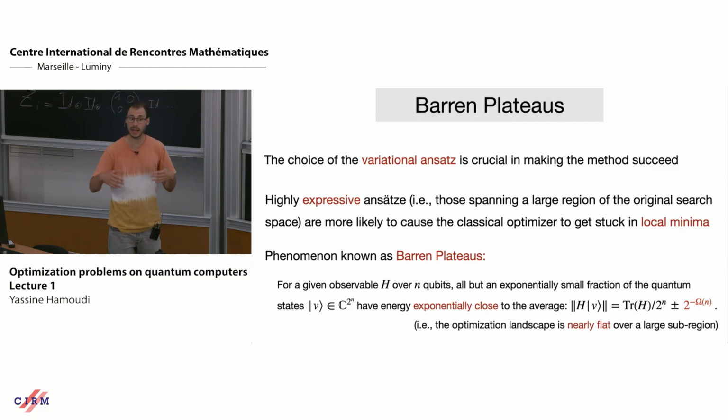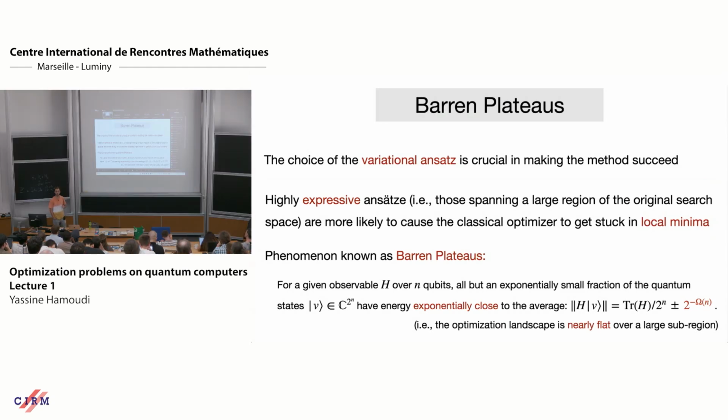So if the ansatz is exploring a lot of states, like a large part of your entire region, then it is very likely to get stuck on this kind of very flat region of the landscape. So it means that finding the good ansatz is a very hard question, actually. If you don't define it the right way, then the overall method may be failing because of this kind of phenomenon.